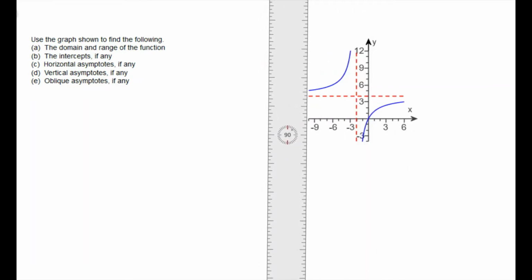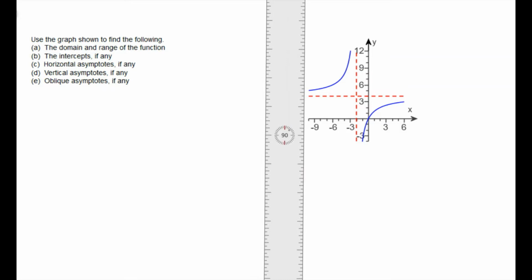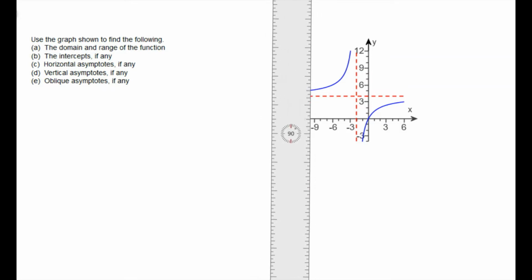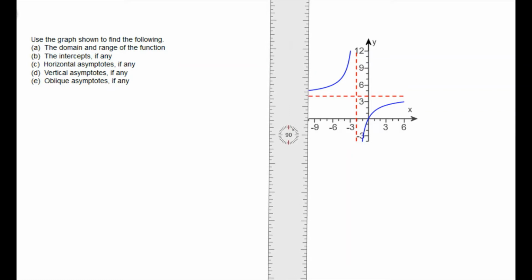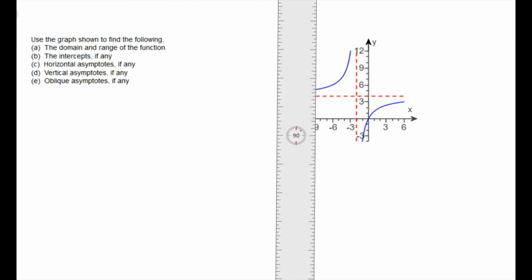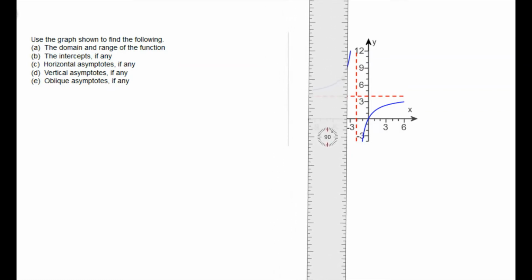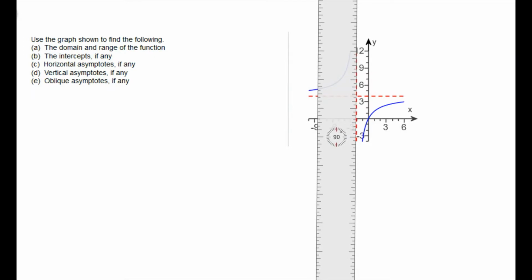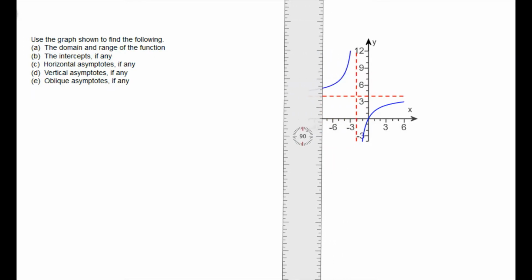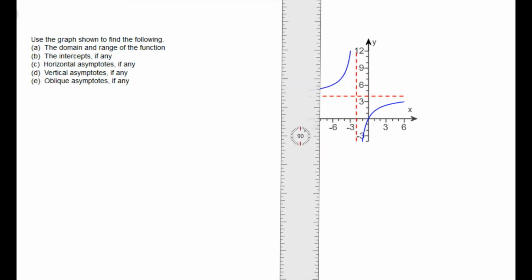So what I'm thinking is, when is my ruler or pencil hitting the graph? When does it start hitting? It starts hitting at negative infinity, and it goes all the way until we get to this spot here. This spot is called a vertical asymptote. So we've got our domain.